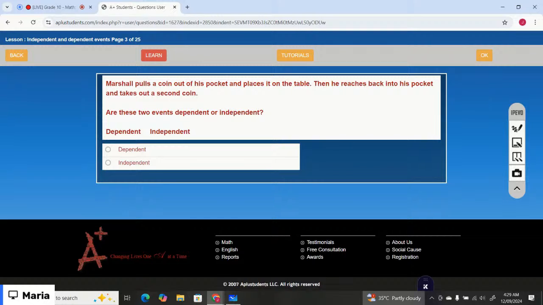Marshall pulls a coin out of his pocket and places it on the table. Then he reaches back into his pocket and takes out a second coin. Are these two events dependent or independent? So which is the correct option?